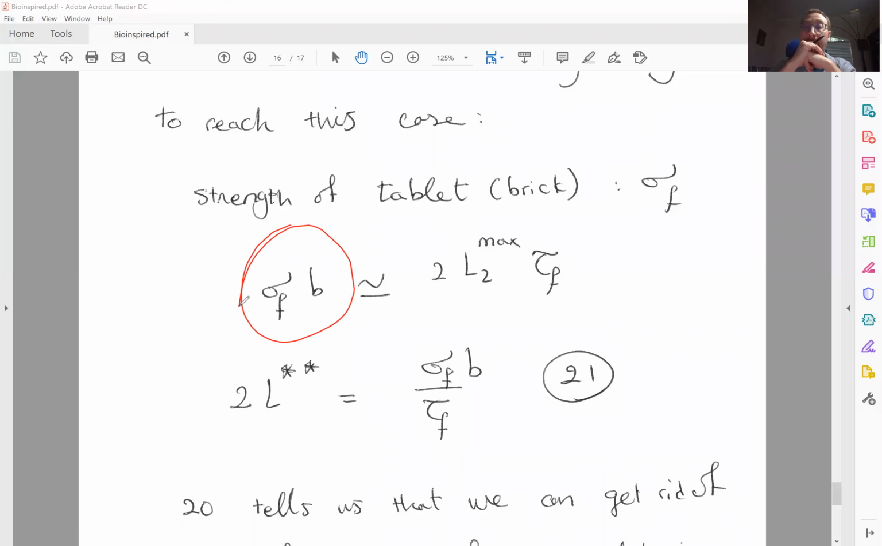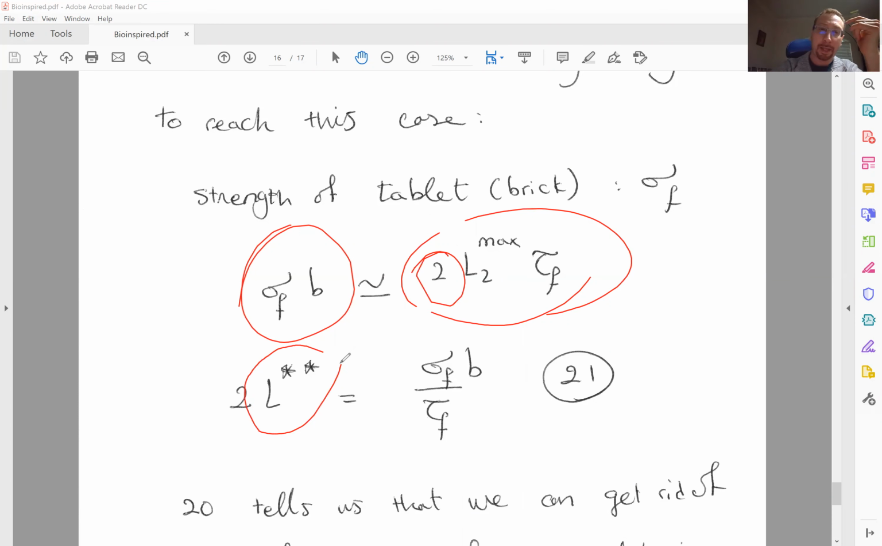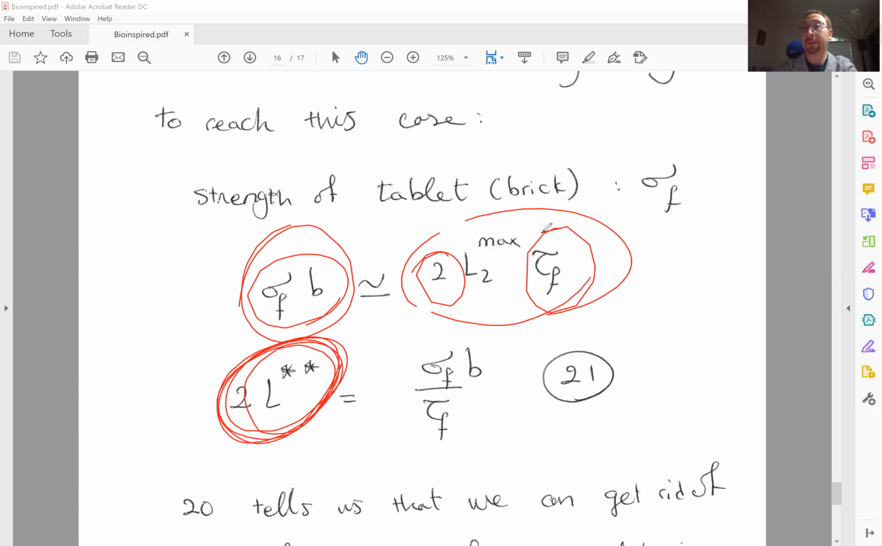in the tablet, or bricks, will be this much. At that point, the whole mortar is reaching plastic deformation. So the force carried by the mortar is going to be this. This too comes from the symmetry in the plastic region. We have one on the left, one on the right. And that gives us another length, 2L star, which is basically this divided by that.